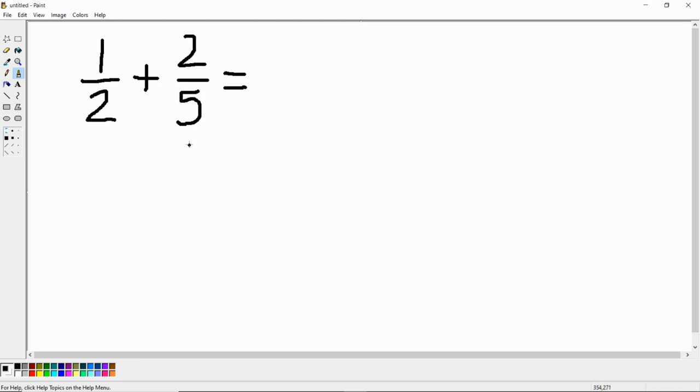In order to add and subtract fractions, these two denominators, the bottom numbers, must be the same, all right? If they were the same, it'd be easy. But most of the time in fifth grade, they're not going to be the same. A lot of kids will make the mistake of just adding the two top numbers and the two bottom numbers and saying that's the answer. You can't do that. That's a no-go.